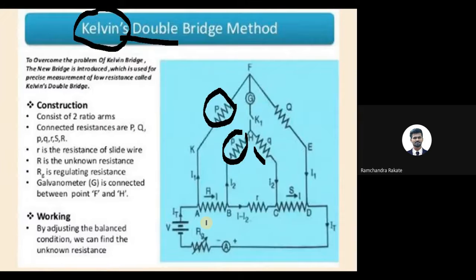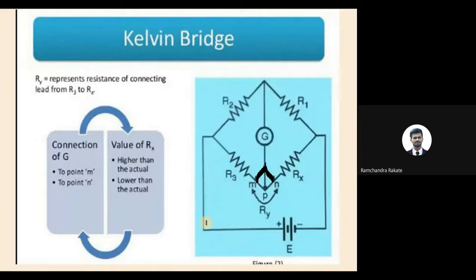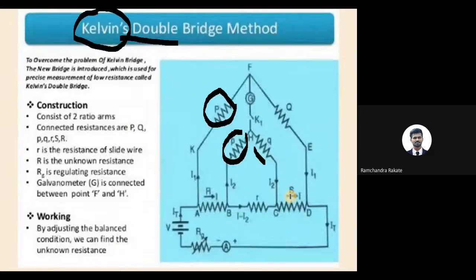So this is what Kelvin bridge is, consisting of two parallel branches, two ratio arms, and consisting of resistance of the connecting lead. That is nothing but this one. So what is the benefit or the features of this Kelvin double bridge? The feature is it can measure a resistance value.